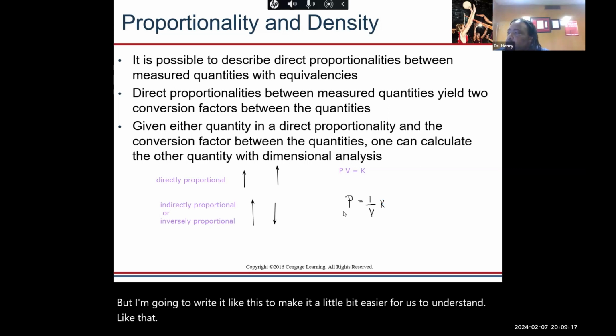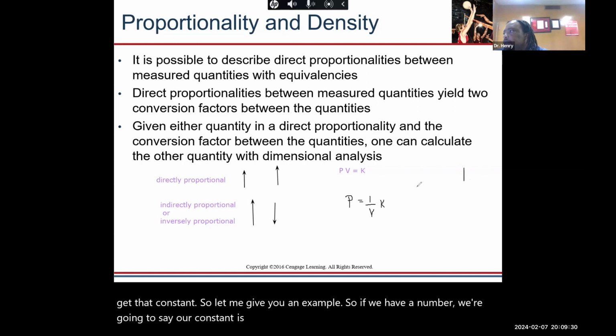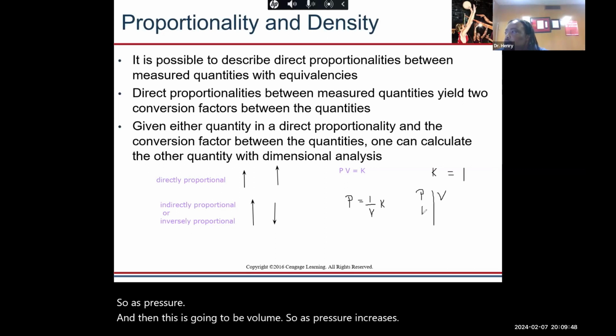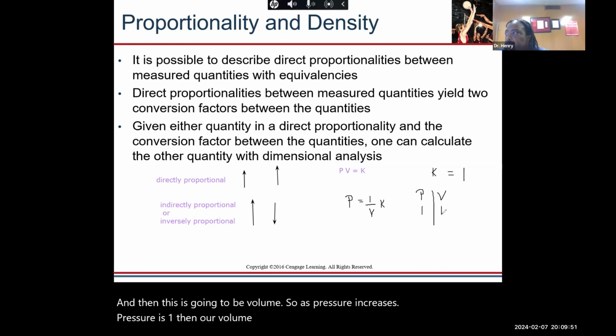As pressure goes up, our volume is always going to go down so that we can get that constant. Let me give you an example. Say our constant K is 1, to be simple. As pressure increases, when pressure is 1, our volume is 1, right? Because 1 times 1 equals 1.